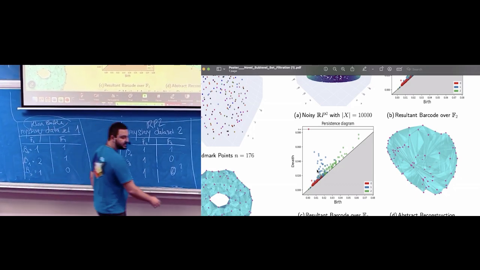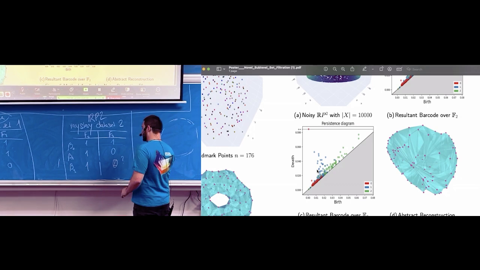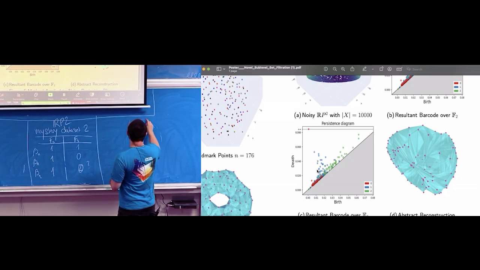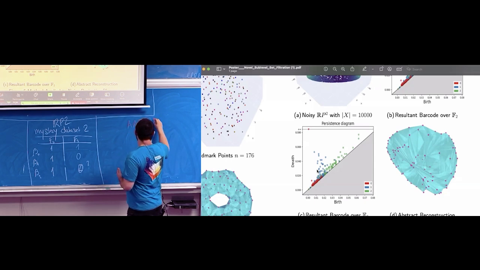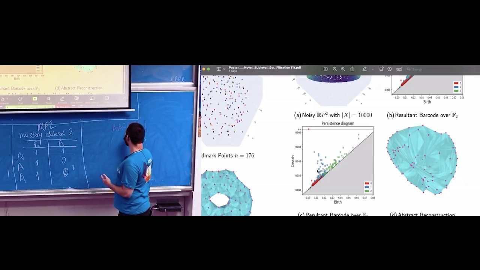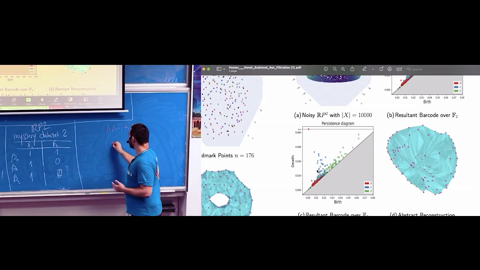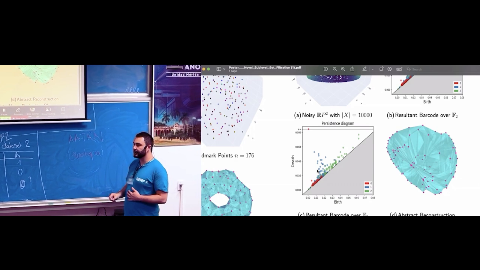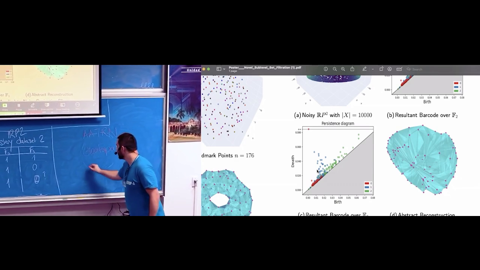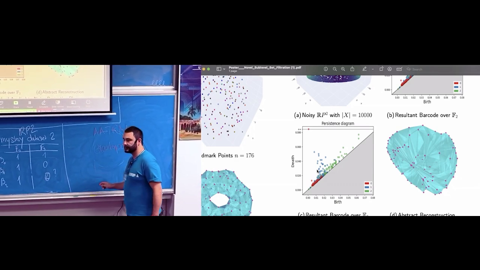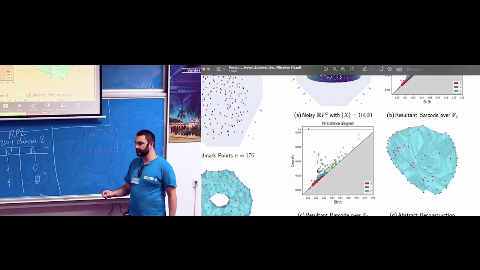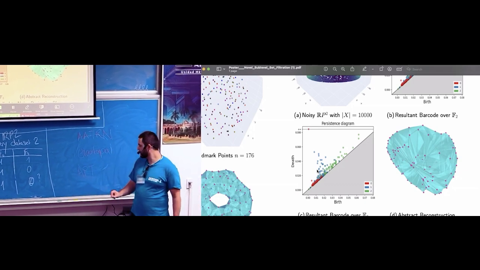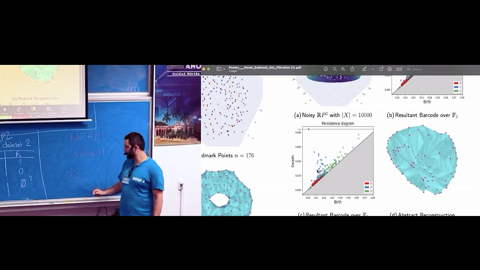AATRN, the Applied Algebraic Topology Research Network. You also have Geotopics. Okay. Well, we'll have another one.